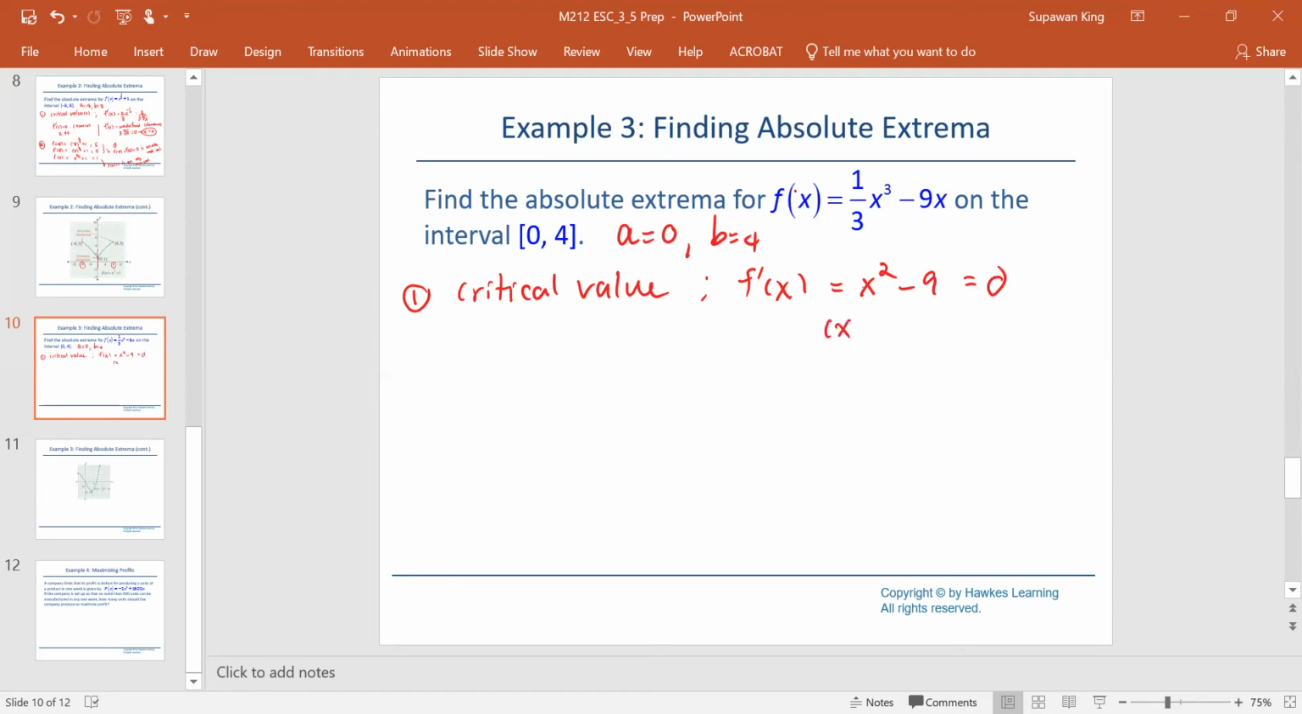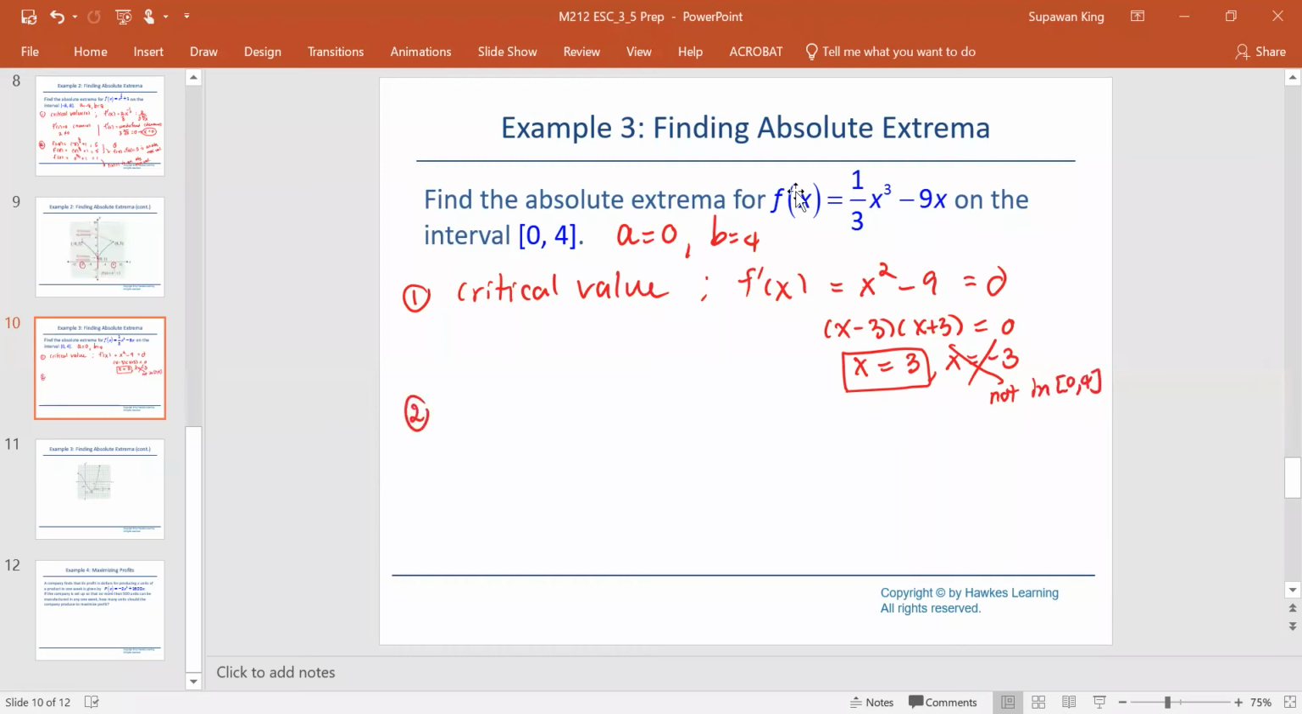Factor x squared minus 9 to be (x minus 3)(x plus 3) equals 0. We get two numbers, x equals 3 and x equals negative 3. For the closed interval [0, 4], we keep x equals 3, but we do not keep x equals negative 3 because it's not in the interval [0, 4].